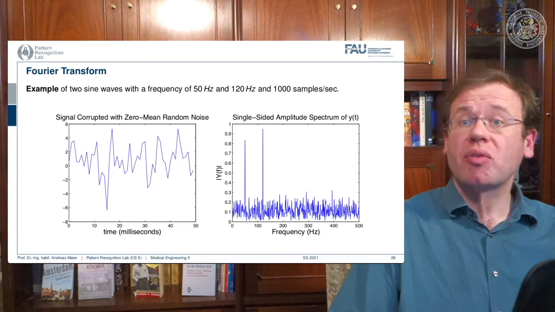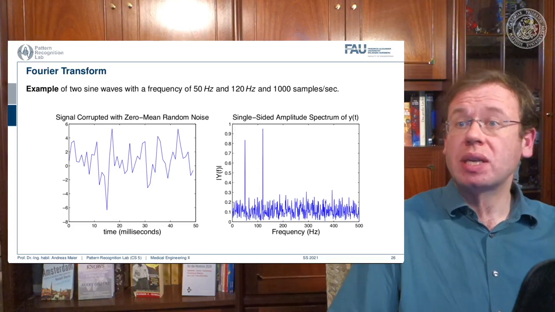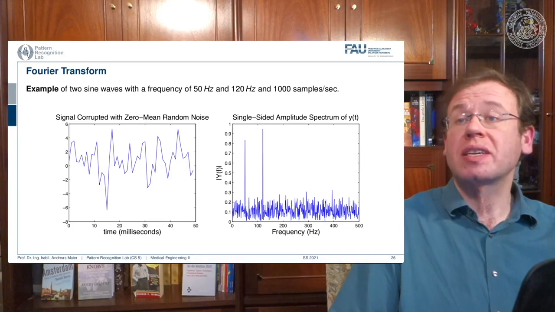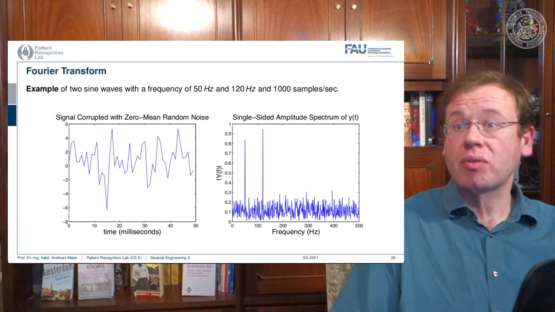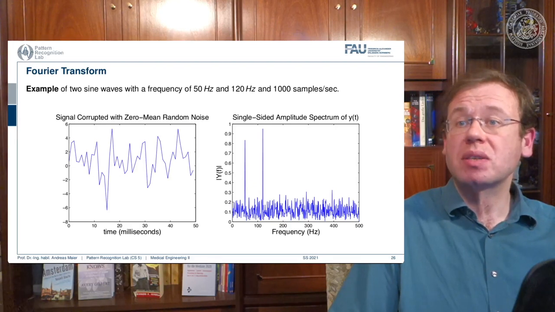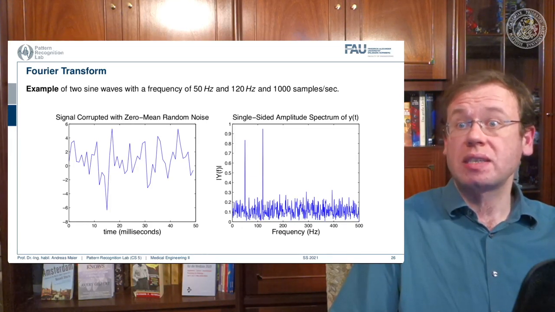But now if I go to frequency domain, you can see that I can very clearly see the two peaks at 50 hertz and at 120 hertz. Note that I'm only showing the positive side now of the frequency space. Obviously, there would also be a negative one, but I'm only showing the positive half space here. But you see the two peaks very distinctly. And you also see that the zero mean random noise loads into all of the frequencies.